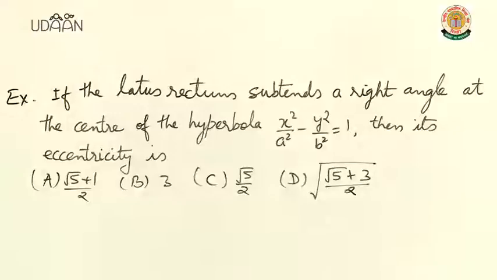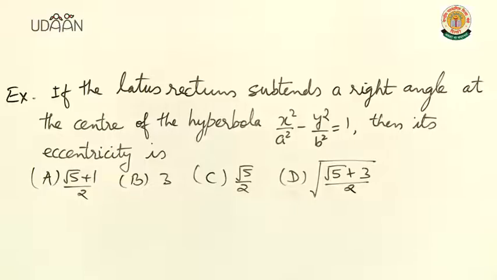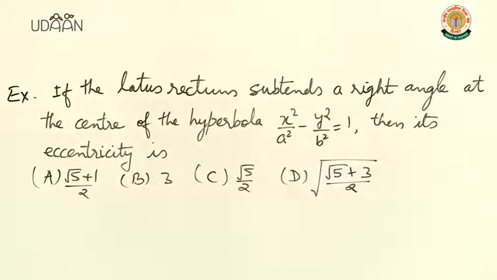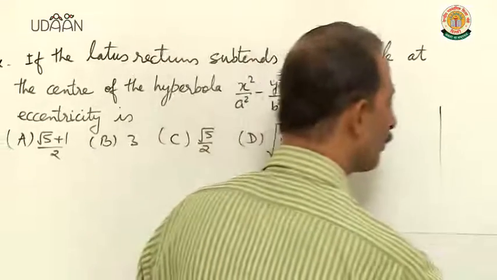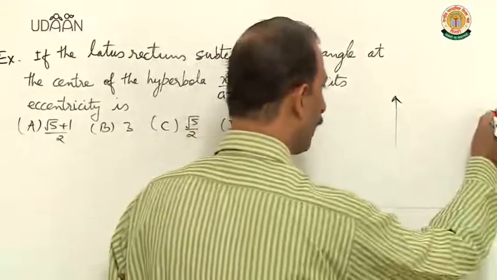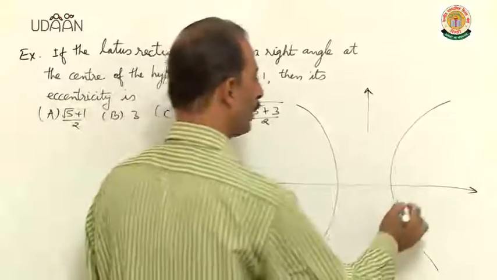Now in this example, if the latus rectum subtends a right angle at the center of the hyperbola x square upon a square minus y square upon b square is equal to 1, then its eccentricity is, we have to find out the value of eccentricity. So let us see which type of hyperbola this is. x square upon a square minus y square upon b square is equal to 1.